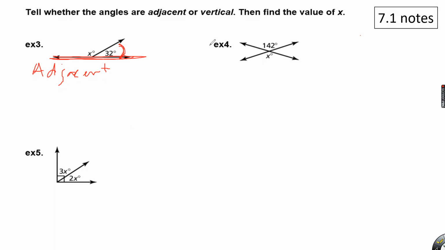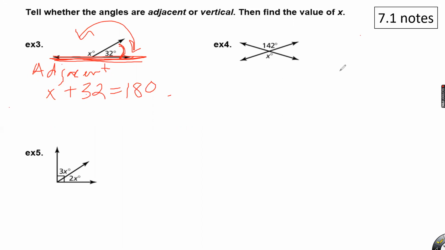Since they're adjacent, if I add together my x plus my 32 degrees, that's going to give me the 180 degrees to form that straight angle, to put those two together. And so when I'm finding x, the first thing I'm going to do is make an equation, just like how I did there. I know that I'm adding these two angles together to equal 180. And so that's what I wrote.